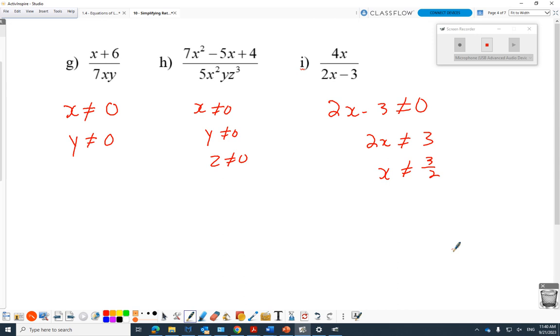Why can't it be 0, though? Because if I put x equals 3/2 into this thing, it'll be division by 0, which we just found out in the previous slide that you didn't copy down, that you can't divide by 0. Okay.